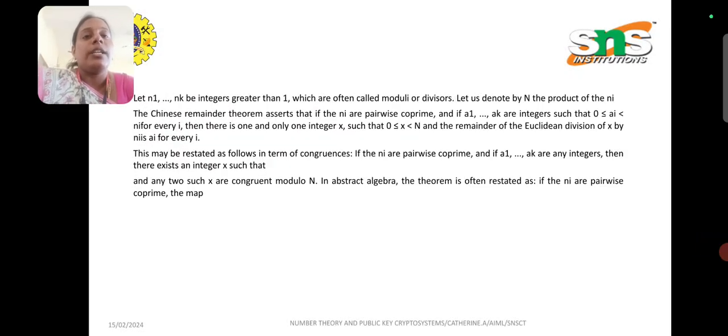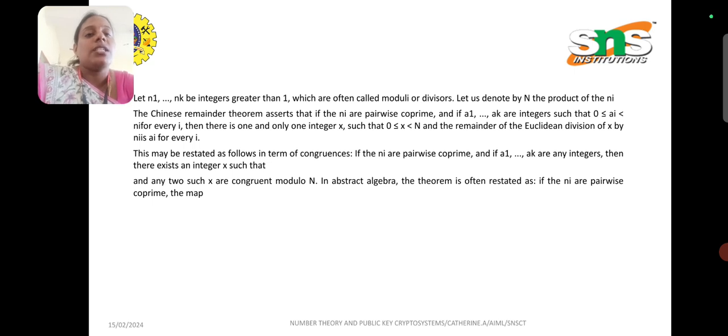Let n1 to nk be integers greater than 1, which are often called moduli or divisors. Let us denote by n the product of the ni. The Chinese remainder theorem asserts that if the ni are pairwise coprime and if a1 to ak are integers such that 0 ≤ ai < ni for every i, then there is one and only one integer x such that 0 ≤ x < n and the remainder of the Euclidean division of x by ni is ai for every i.